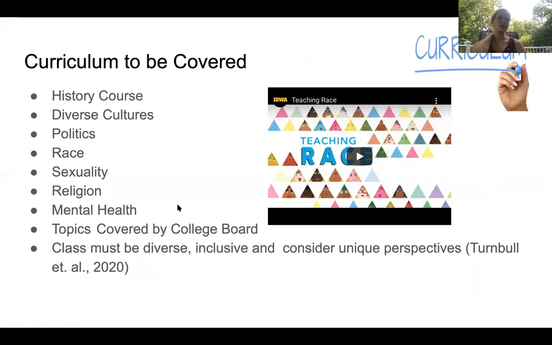Okay, so to begin, I would talk about the curriculum to be covered. For me, the curriculum that I feel would be most important within a history course would be talking about diverse cultures, politics, race, sexuality, religion, mental health, as well as any of the topics covered by the College Board. Classes must be diverse, inclusive, and consider unique perspectives in order to accommodate all students.